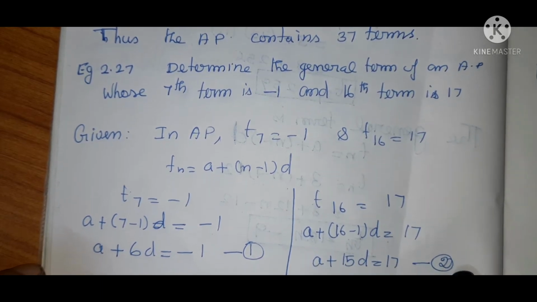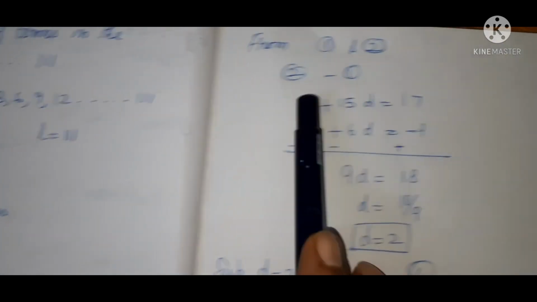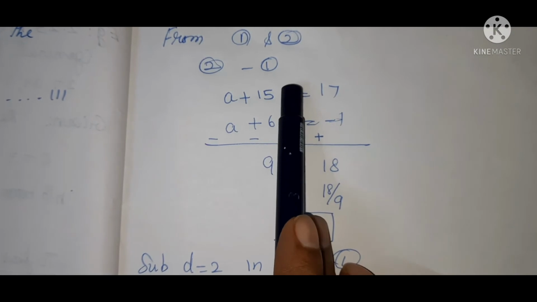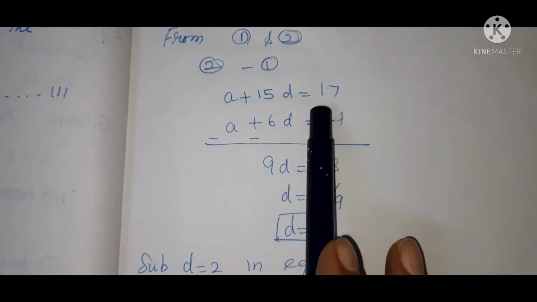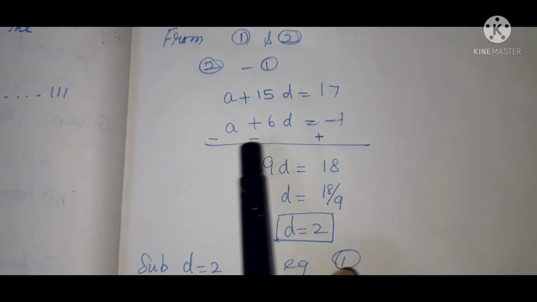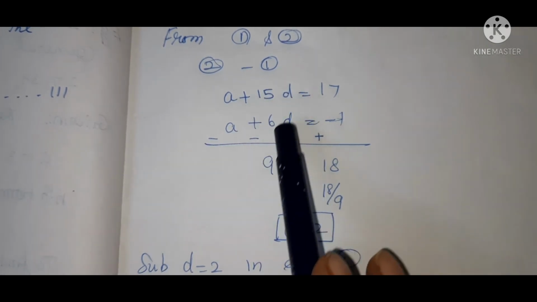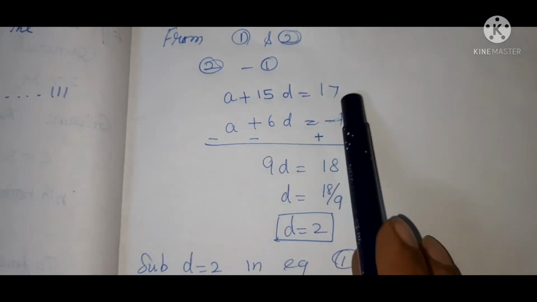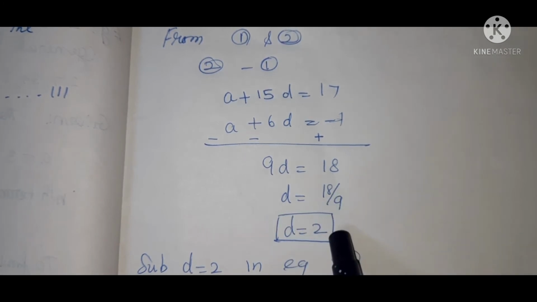Using 1 and 2, from 2 minus 1, second equation minus first equation: a plus 15d is equal to 17, a plus 6d is equal to minus 1. Subtracting, a minus a is 0, 15d minus 6d is 9d, 17 plus 1 is 18. D is equal to 18 by 9. D is equal to 2.